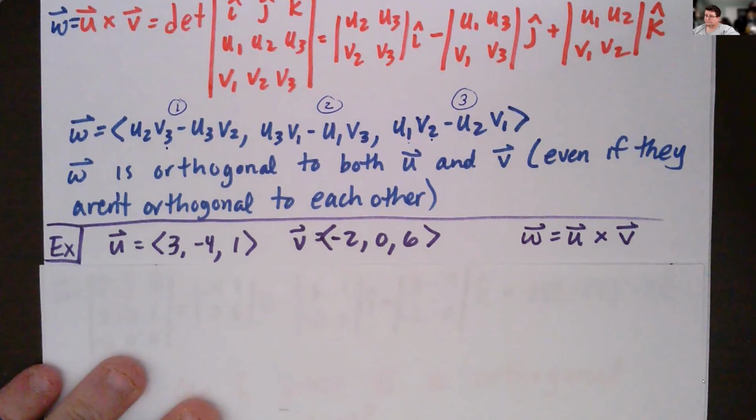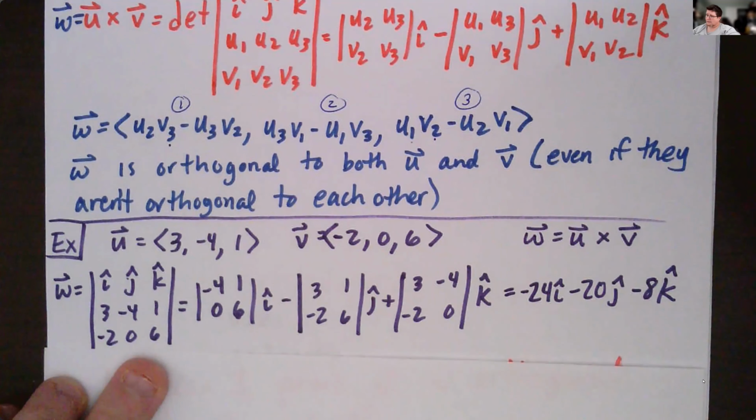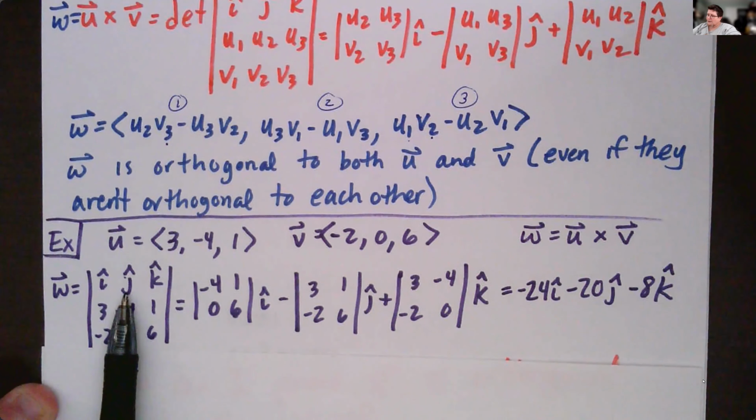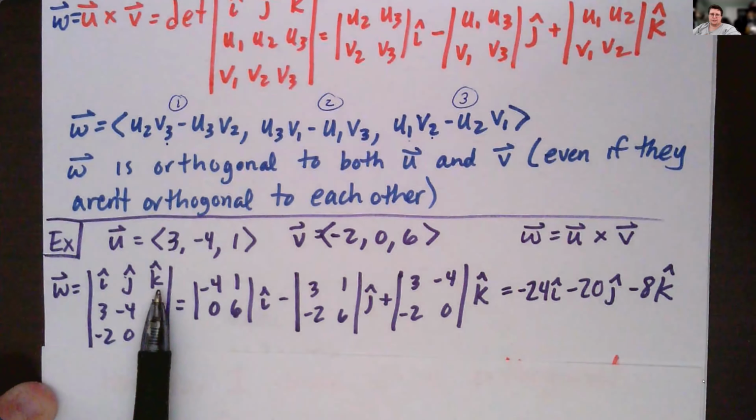So we go through, we put it in. We've got i hat with the submatrix negative 4, 1, 0, 6. Then we go to the j hat one, which is minus the submatrix 3, 1, negative 2, 6. And then we go to the k hat column, which is plus, and then the submatrix is 3, negative 4, negative 2, 0.